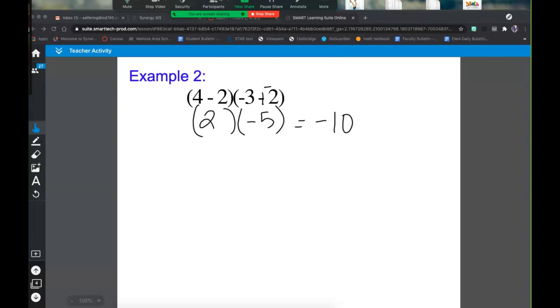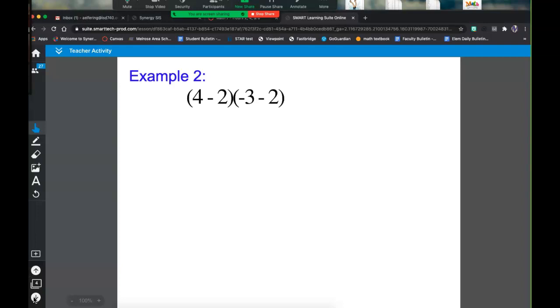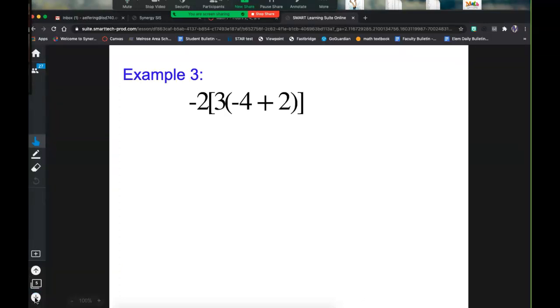Okay, so clear that up here. The next problem then looks like this. Okay, now this one looks a little bit different because we have multiple sets of parentheses. Where would I start on this one? Where do you think you would start?